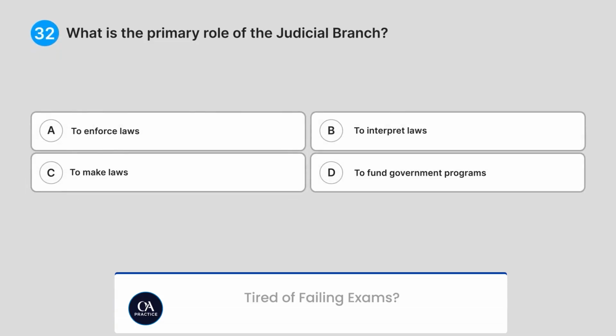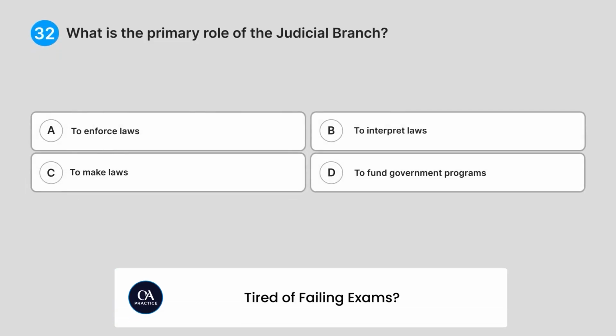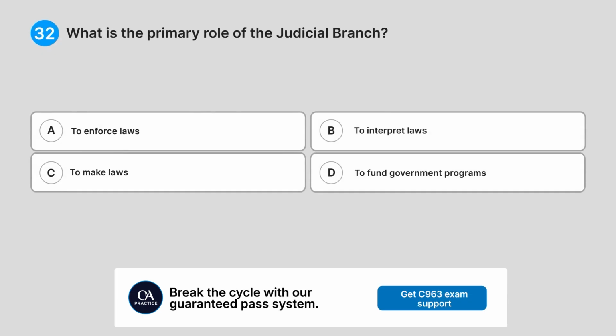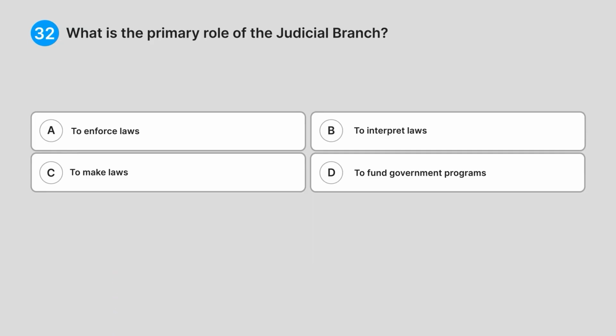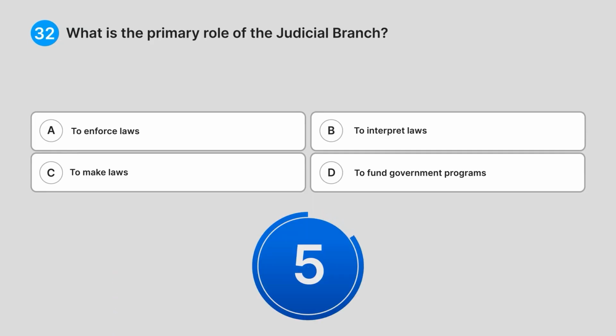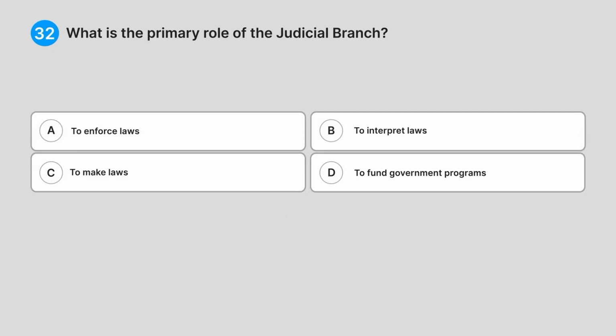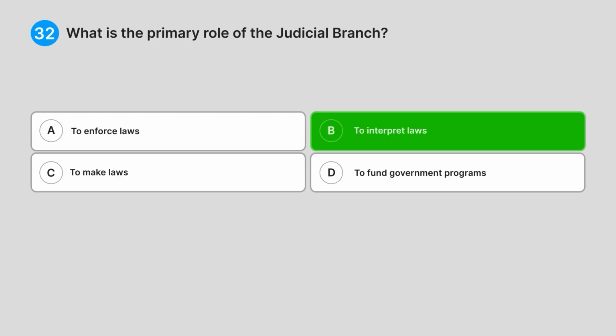32. What is the primary role of the judicial branch? A. To enforce laws. B. To interpret laws. C. To make laws. D. To fund government programs. Can you guess the answer? Correct answer, B. To interpret laws.